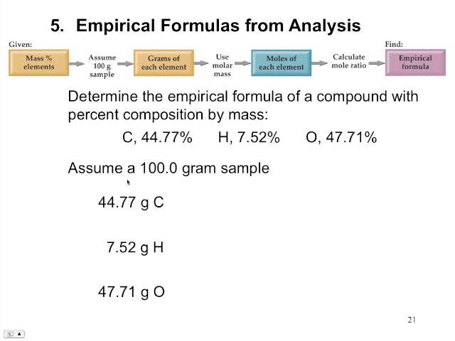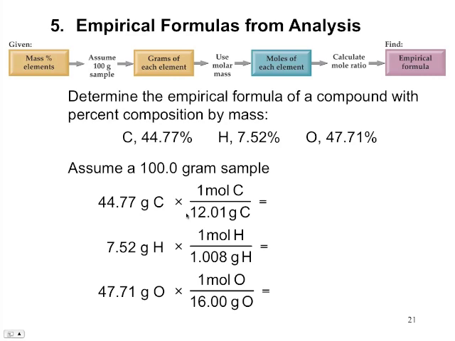So then, if we assume that we have 100 grams of sample and we decompose it into its constituent elements, we're going to get 44.77 grams of carbon, 7.52 grams of hydrogen, and 47.71 grams of oxygen. So to get to our empirical formula, which is a number ratio of the elements, we need to convert all of these masses to moles. So we do that in the usual fashion, using the molar masses for carbon, hydrogen, and oxygen respectively as conversion factors.